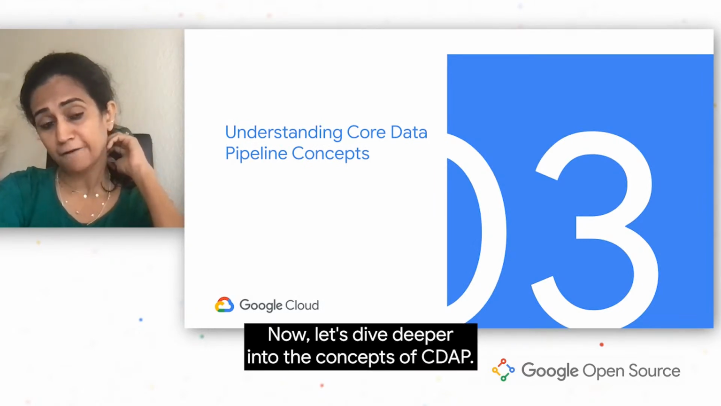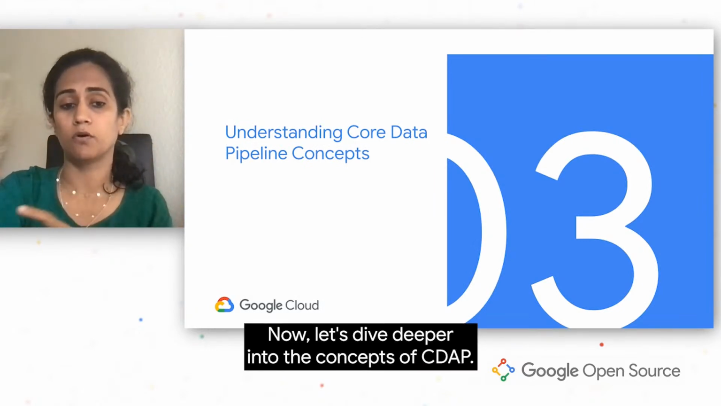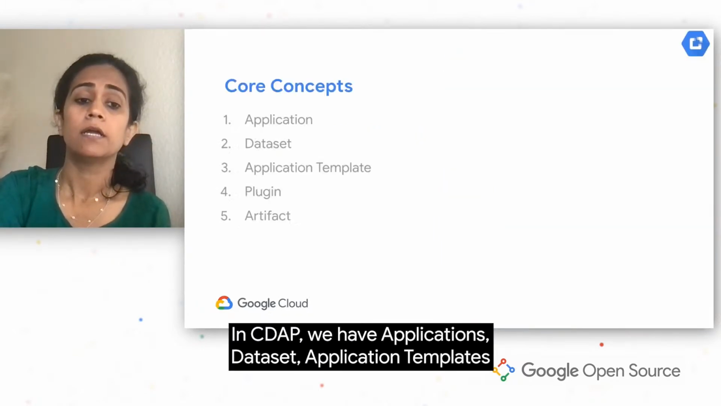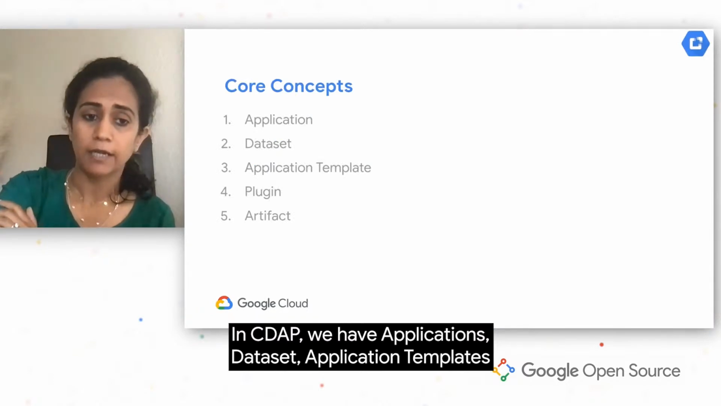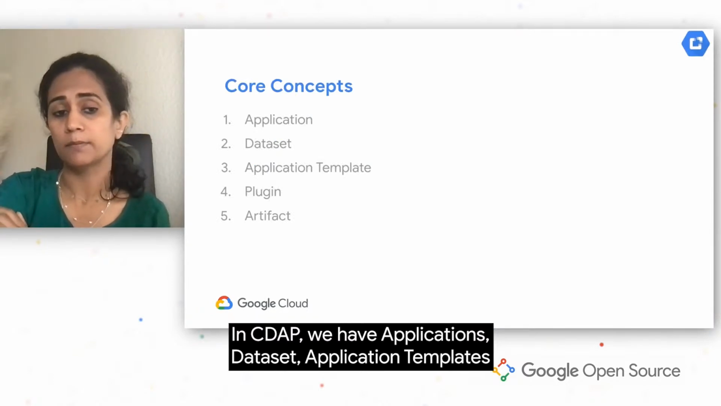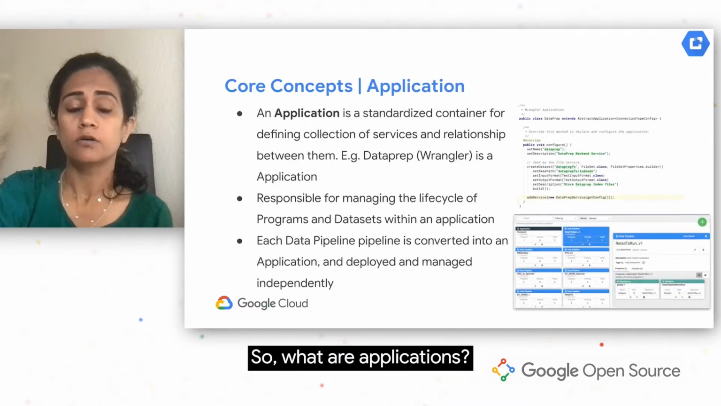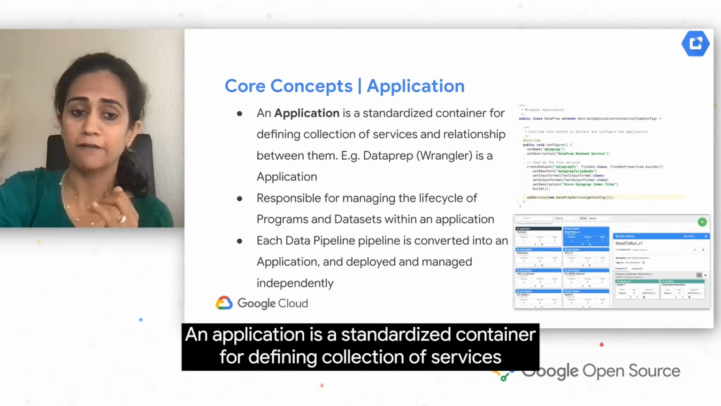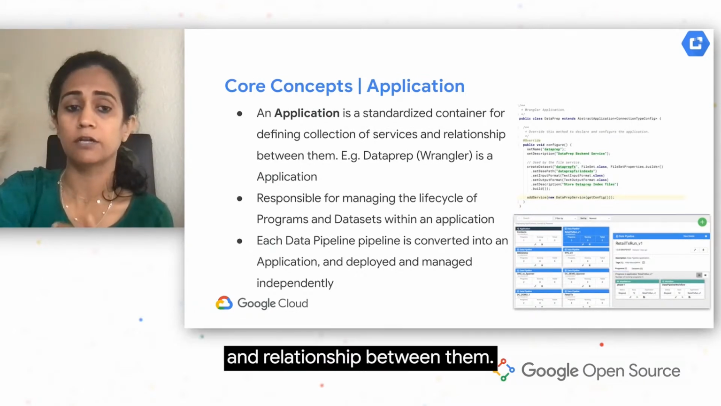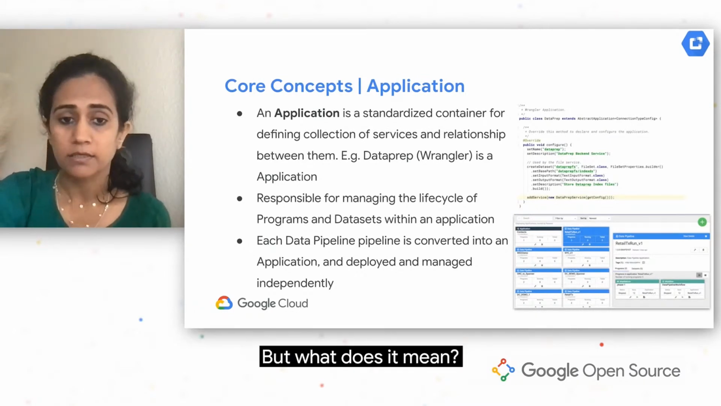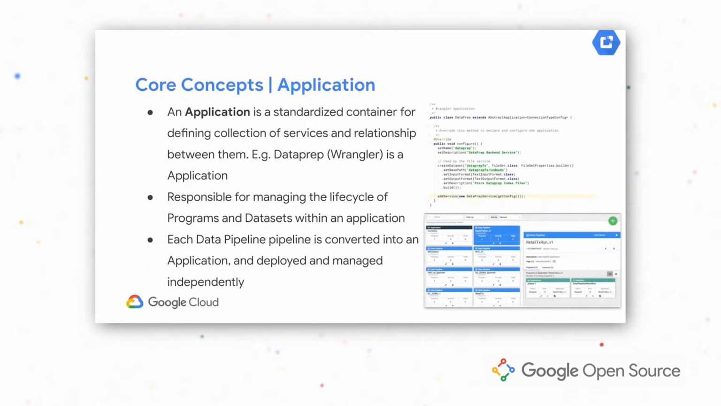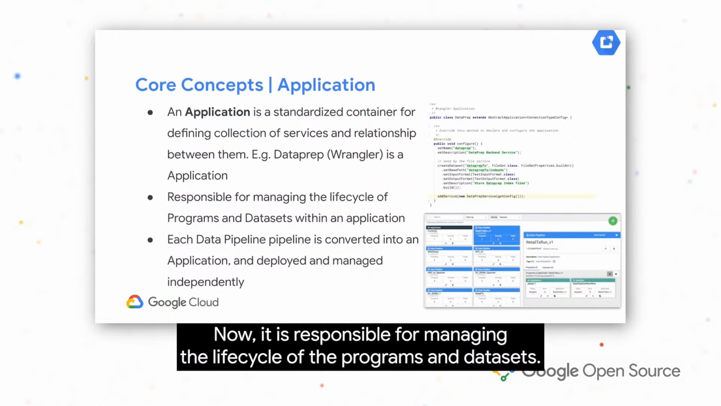Now, let's dive deeper into the concepts of CDAP, right? So, in CDAP, we have applications, dataset, application templates, plugin, and artifacts. So, what is an application? An application is a standardized container for defining a collection of services and the relationship between them. But what does it mean? Wrangler is an application. Now, it is responsible for managing the life cycle of the programs and data sets.